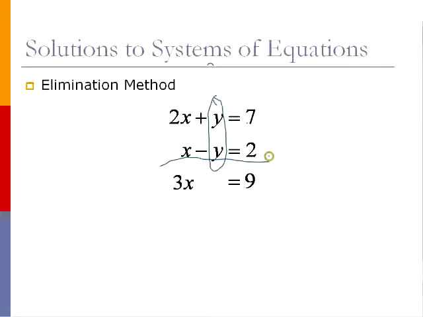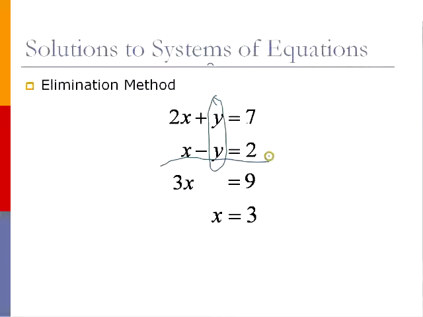We get here then, if we add these, adding our x terms, 2x plus x is 3x, and looking at the y terms, we have that the y plus the negative y adds up to nothing, and 7 plus 2 is equal to 9. Continuing then, dividing both sides by 3, we have x equals 3. This is half of the answer we need.